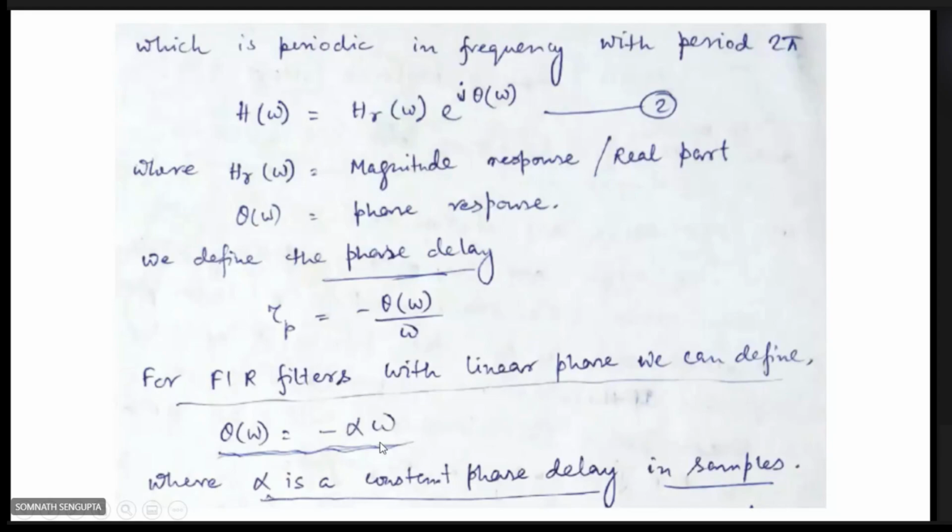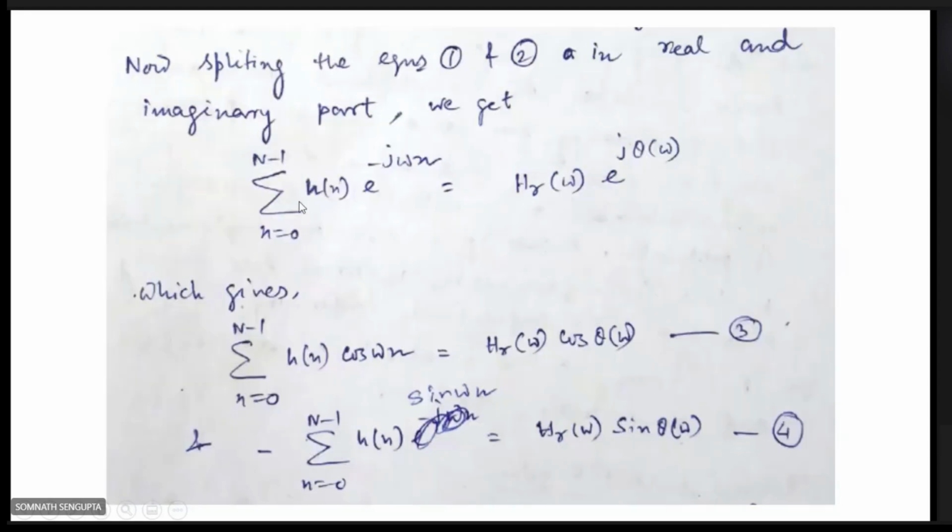Okay, so now we put over there that the Fourier transform, summation n is equal to 0 to N minus 1, h[n] e to the power minus j omega n, equals H_r(omega) into e to the power j theta(omega). Now we consider both the imaginary and real parts. So both exponential terms are there.